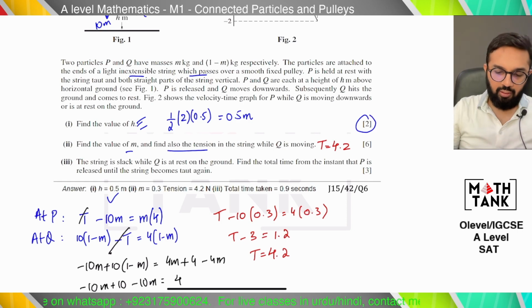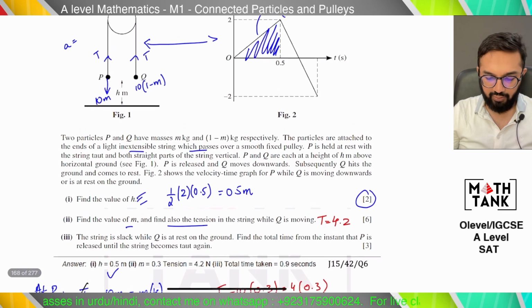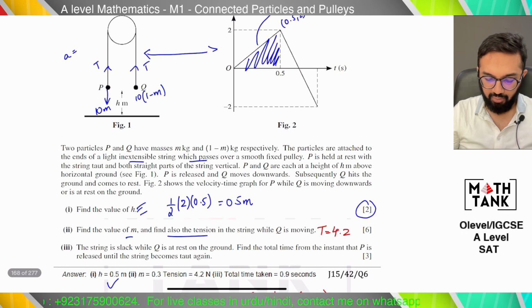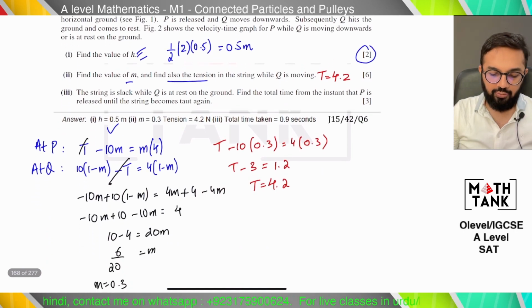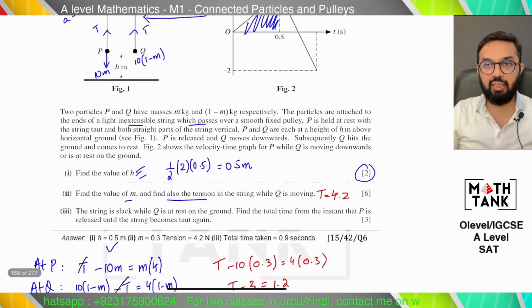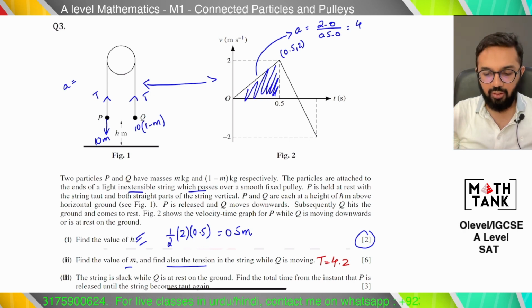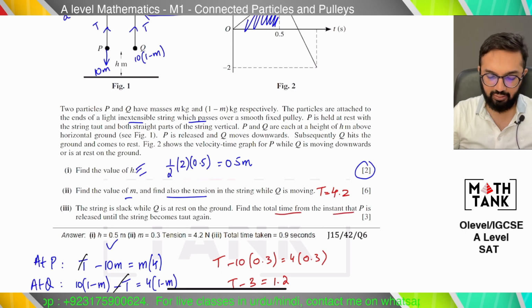T equals 4.2. Okay, then the third part says the string is slack while Q is at rest on the ground. Find the total time from the instant that P is released until the string becomes taut again. So after this system breaks, when Q hits the ground, P is going to move freely under gravity. It's going to go up and then come down.